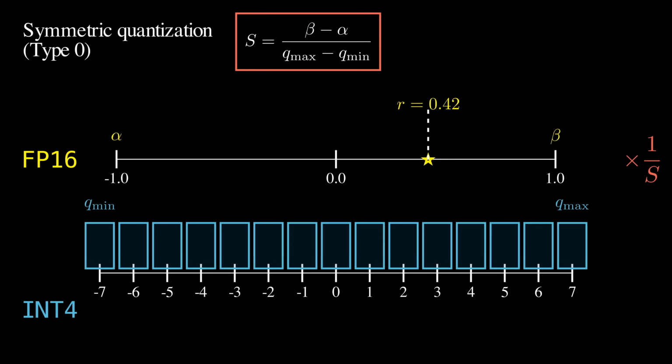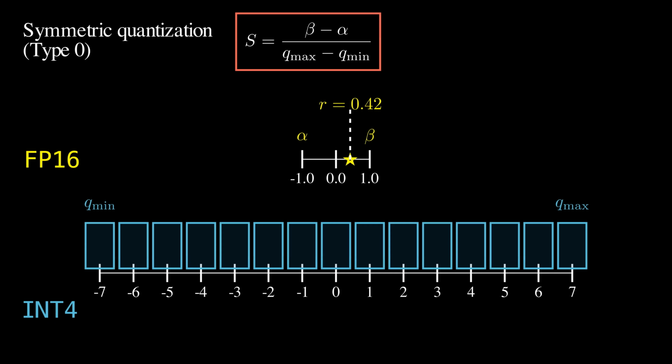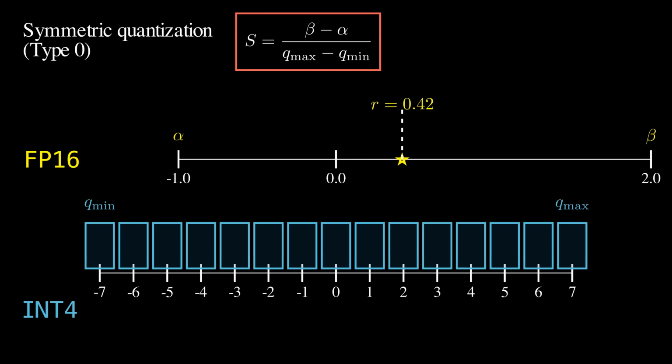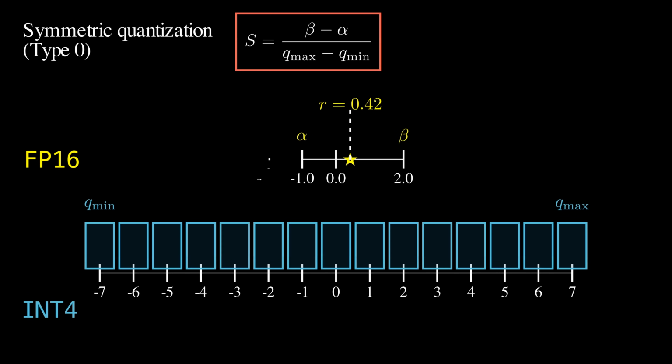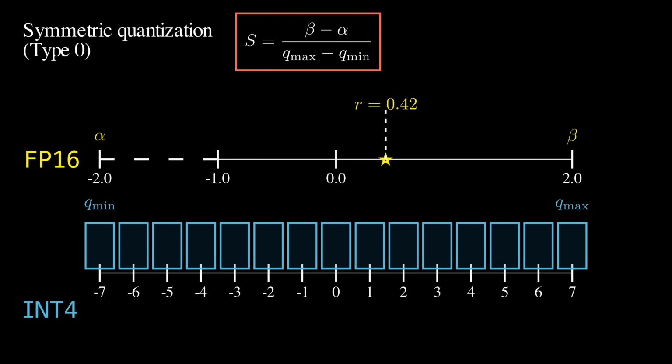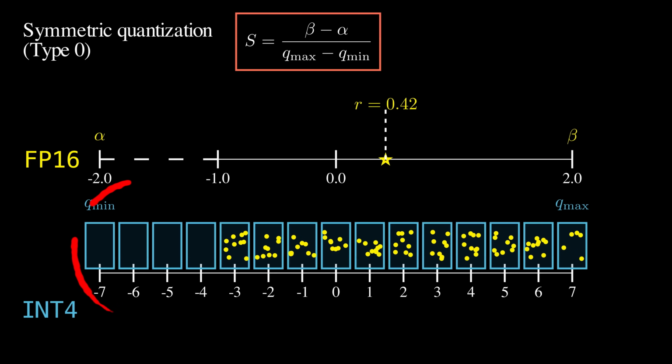Now, the setup we just discussed assumes the real interval is centered around 0. But in practice, that's not always true. What happens if your weights span from -1 to +2? If you naively stretch this interval to match the integer range, the alignment will be off. To fix this, type 0 quants fake symmetry by pretending the range goes from -2 to +2. Then, we run the same symmetric algorithm as before. But this comes at a cost. The buckets covering the fake region from -2 to -1 go completely unused.